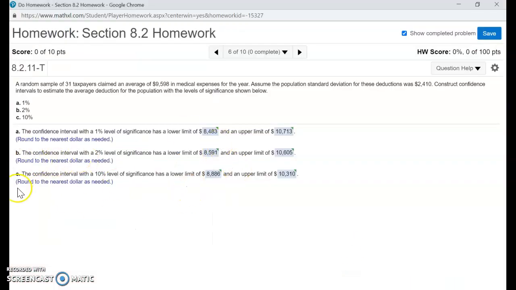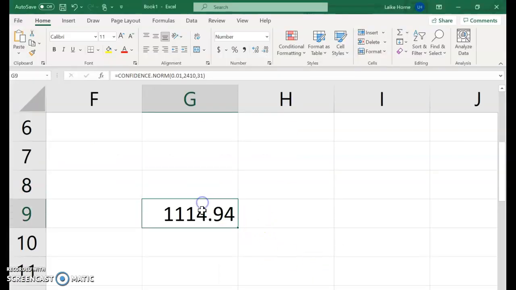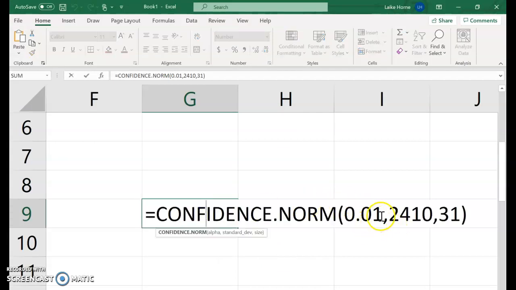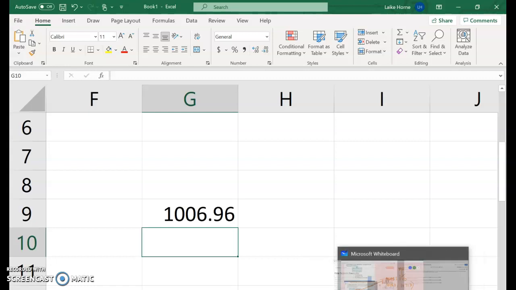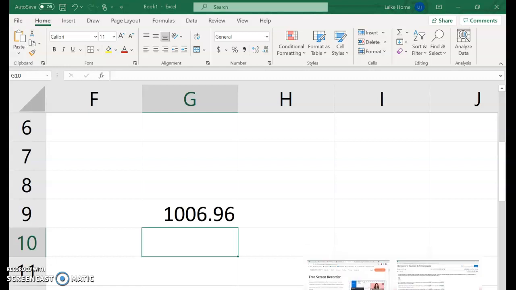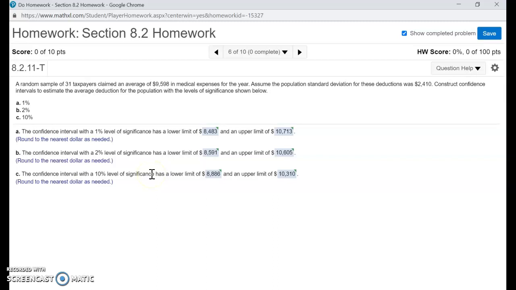You're going to do part B and part C the same way, except alpha. All you're going to do is change alpha to 0.02 and 0.1 in Excel. I'll just show you. The only thing you would change would be 0.02 to do the 2%. And then add and subtract that from your 95.98.